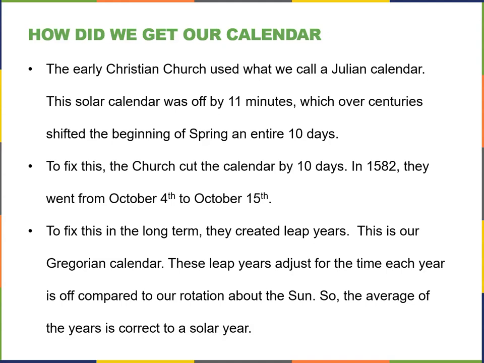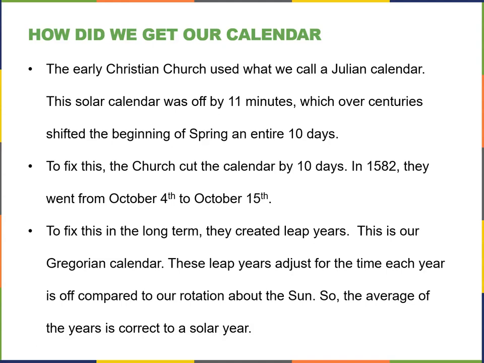So this Julian calendar is off by 11 minutes. While that might not sound like a lot, this was significant over time. By 1582, spring was occurring March 11th instead of the 21st. The calendar was now off by an entire 10 days. So to fix this, the church cut the calendar by 10 days. So in 1582, people went from October 4th to October 15th.